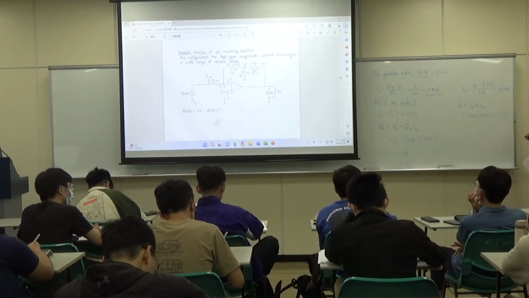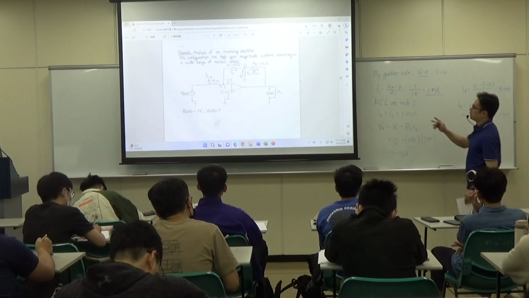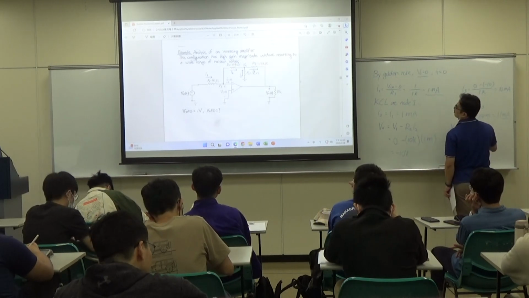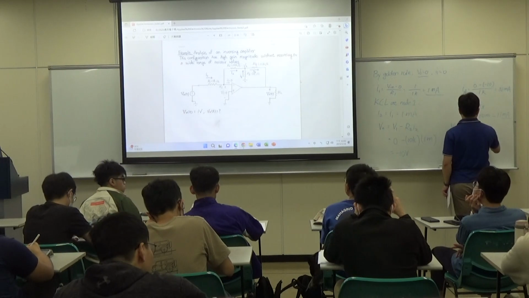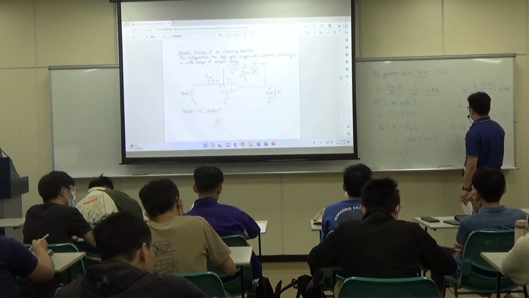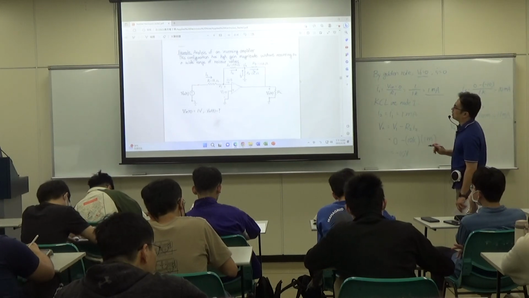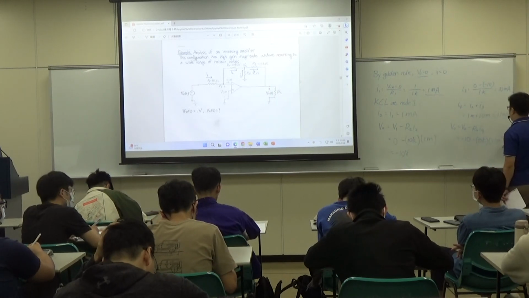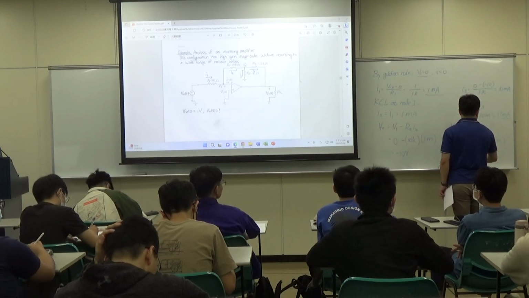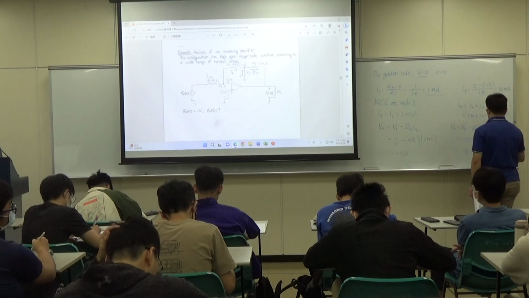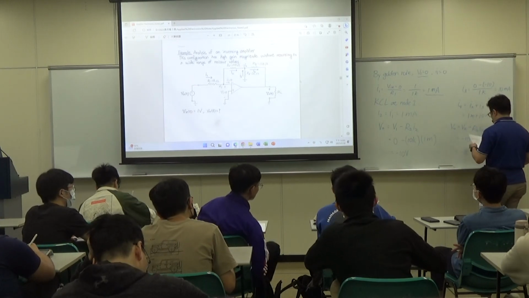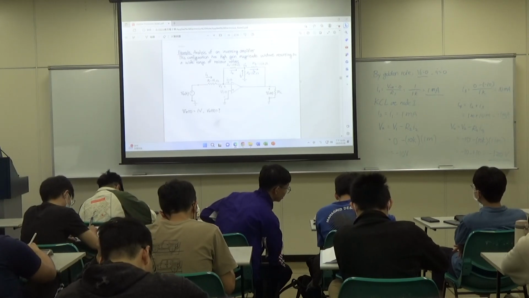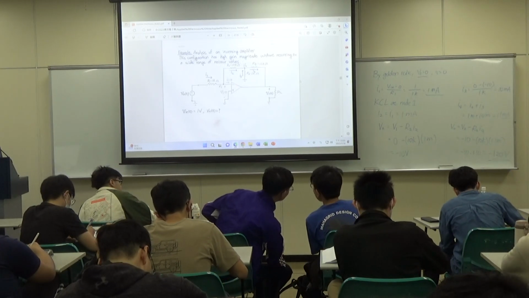Finally, once we have I4, we can calculate Vo. Vo equals V2 minus R4 times I4, which is minus 10 minus 10k times 11 milliamp, which is minus 10 minus 110, equals minus 120 volts. I hope you can follow me.